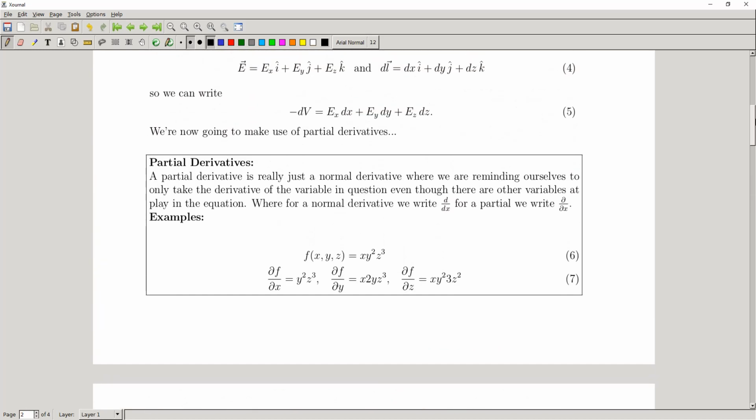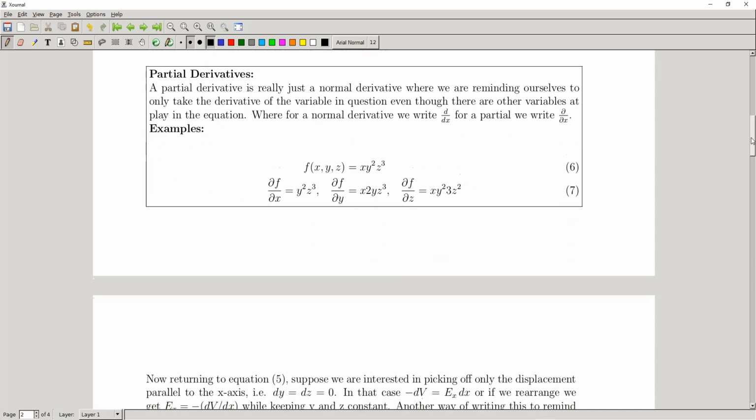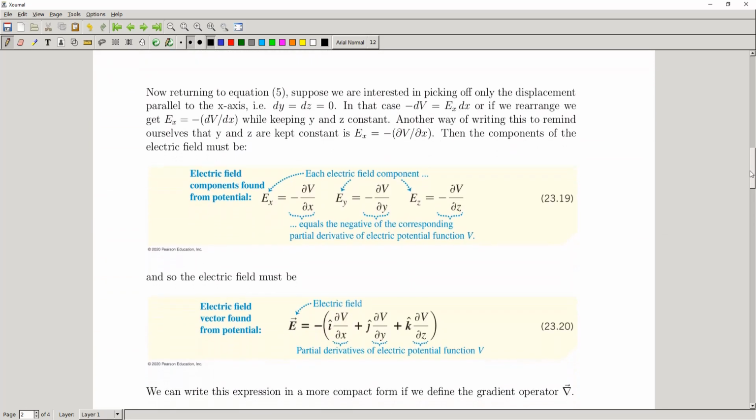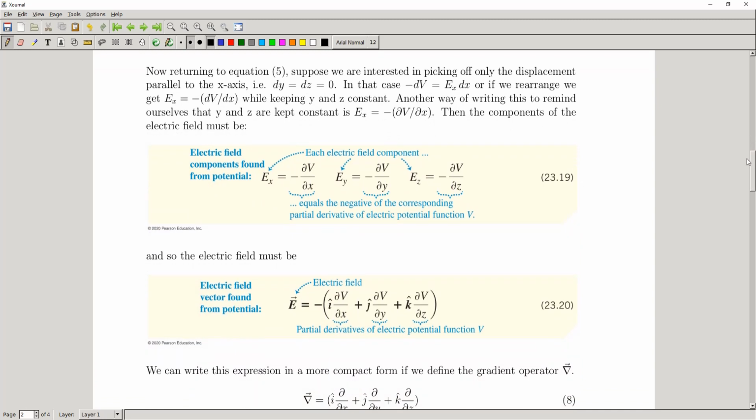Okay, so with that tool, let's return to equation 5 here. Let's remember this equation. We have minus dV is equal to the components of the electric field times their infinitesimal displacements. I'm just going to scroll down here so we have most of this on the page. Now let's say that we're interested in picking off only the displacement in our x-axis. So we're looking at our electric field, and we're only interested in what's going on in the x direction, in the direction of the x-axis.